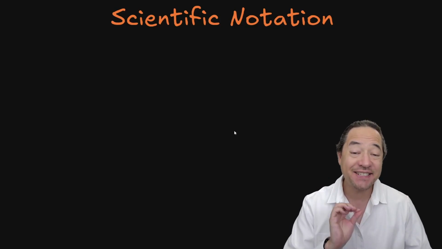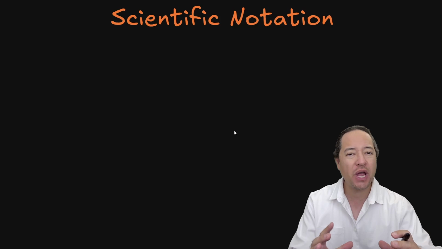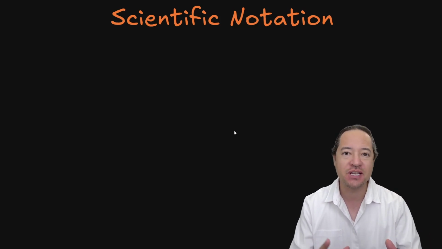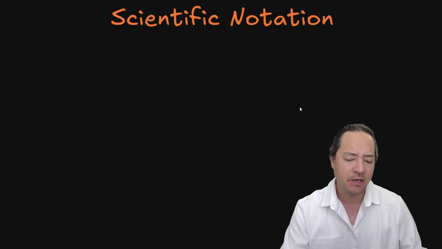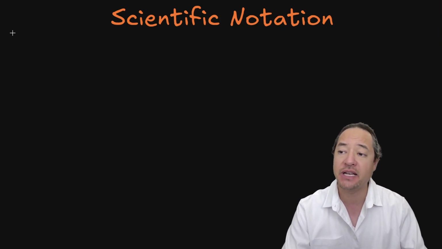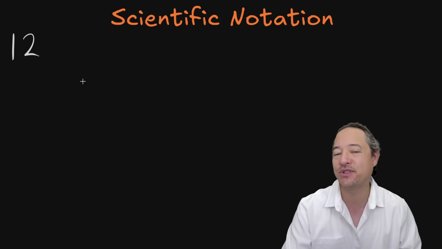We're looking at scientific notation today. This is going to be really interesting. It's a new way of understanding numbers, different than what we've been traditionally doing here. So traditionally, we might take a number like, say, the number 12 right here. That's a great number. I love the number 12.